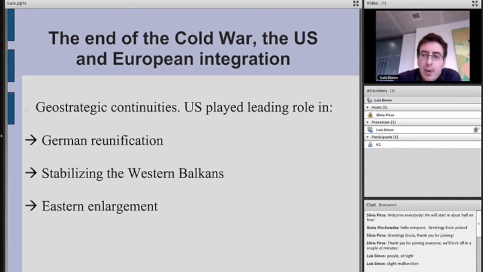And these three developments, German reunification, Eastern enlargement, and the stabilization of the Western Balkans, would actually take up all of the bandwidth of the European Union throughout the 1990s and throughout the previous decade. So we have a situation whereby strategic decisions made in Washington set the context that determined the nature and evolution of the European integration process.